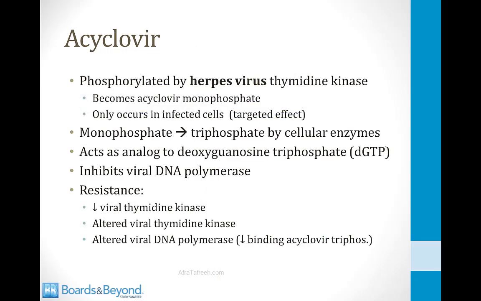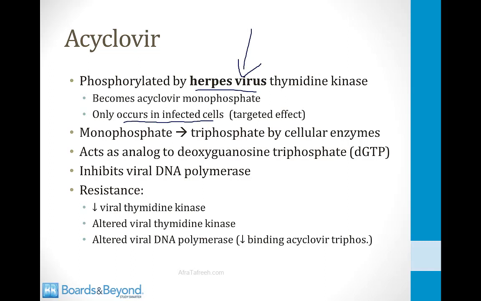A unique feature of acyclovir is the way it gets phosphorylated so that it can be taken up by DNA polymerase. The first phosphate group gets added by a herpes virus thymidine kinase. This is a wonderful feature of this drug because it means it will only have efficacy in infected cells. It won't get triphosphorylated and used by DNA polymerase in any cells unless they're infected with the herpes virus.